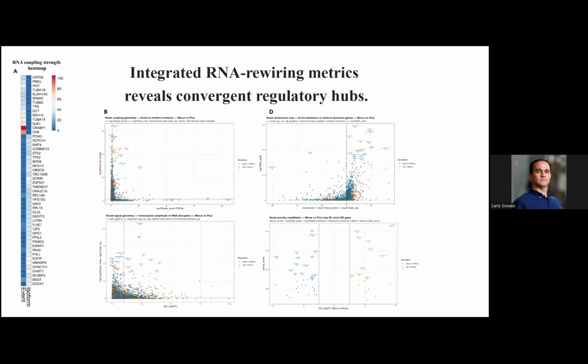And we also plotted a signal geometry to compare the transcriptional amplitude versus RNA disruption. So, up to which point can these modifications in splicing really disturb the expression level of a certain gene?